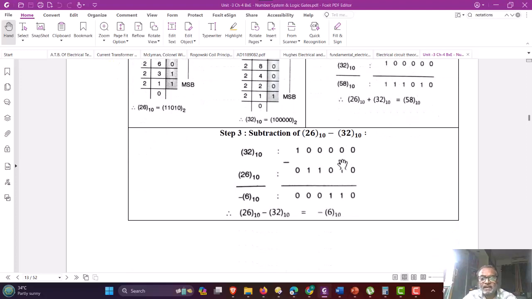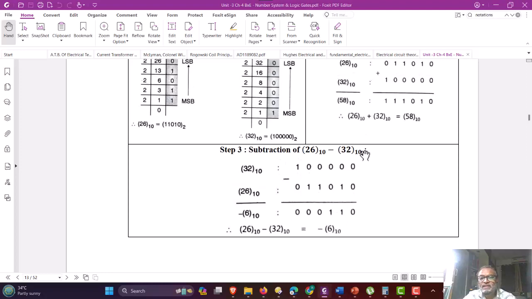Now perform the subtraction. In the subtraction we take again the two numbers, 32 as number 1 and 26 as number 2, and we subtract the two numbers column by column. We get bit by bit subtraction, and the result will be 000110.